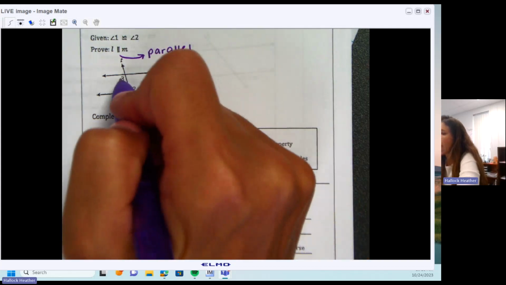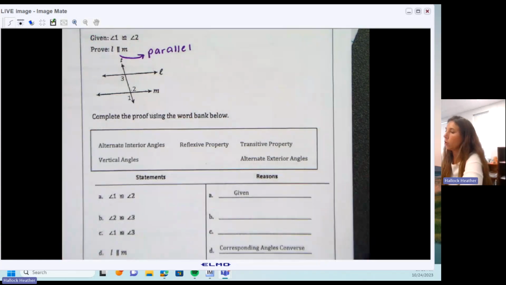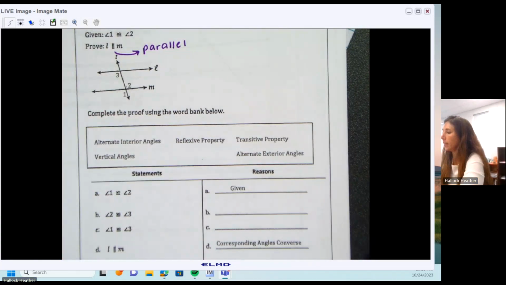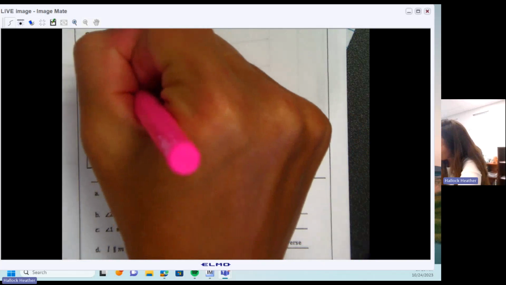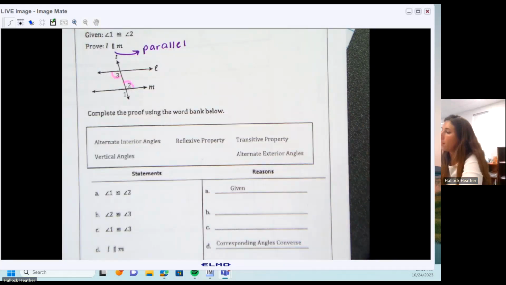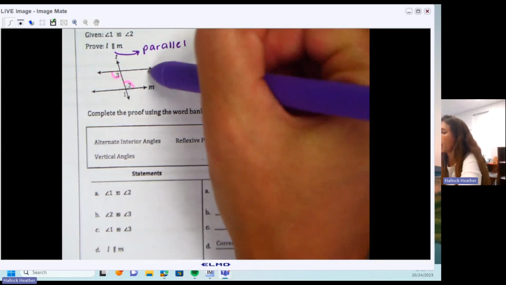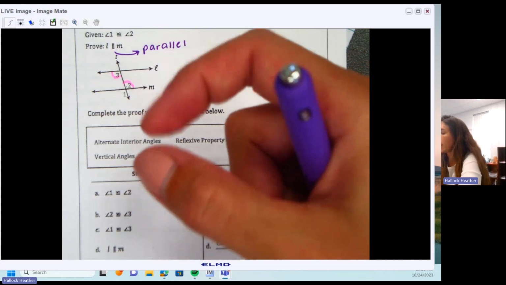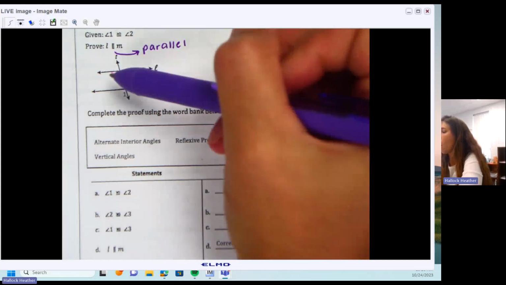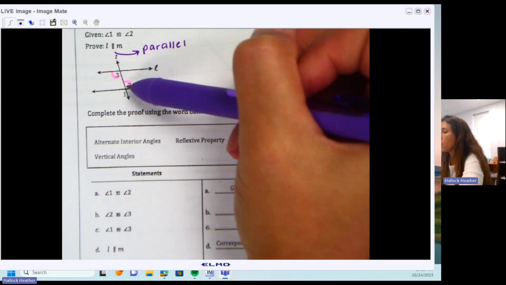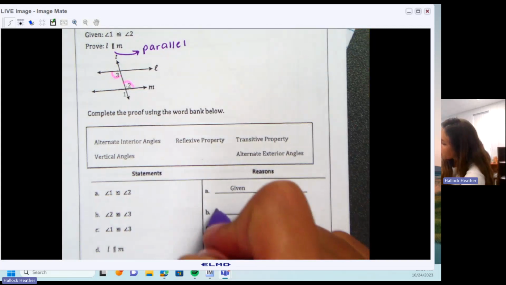If I look at where these are at on my picture, angle 2 is here and angle 3 is here. Those are alternate interior angles. They're interior because they're on the inside of the parallel lines. Think about a sandwich on the inside. They're on opposite sides of the transversal. So they are going to be alternate interior.